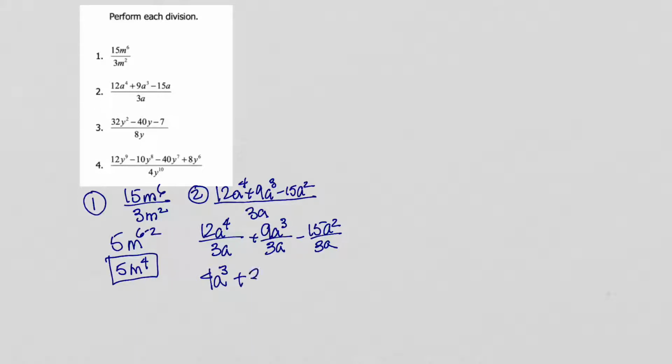9 divided by 3 is 3. You've got 3 a's on top, 1 on the bottom. That 1 on the bottom will cancel with one of those 3 on top, leaving 2. Right? Or by the quotient rule, 3 minus 1 is 2. And the last term will have minus 15 divided by 3 is 5. A squared divided by a is just a. Right? 2 minus 1 is just 1. There we go. We've got number 1 done, number 2 done, number 3.